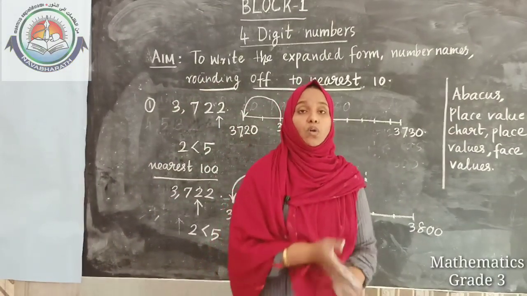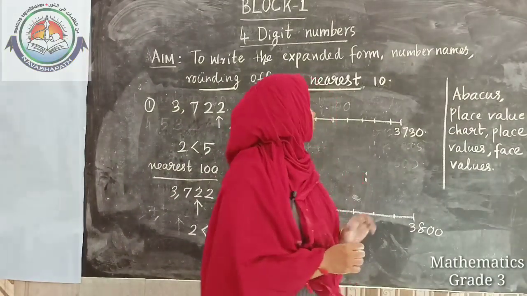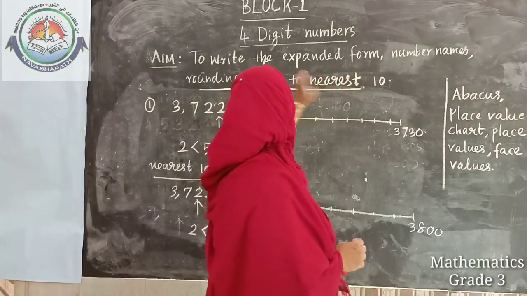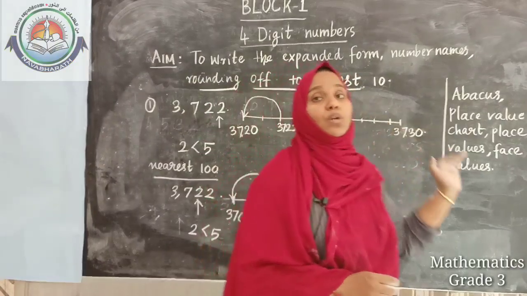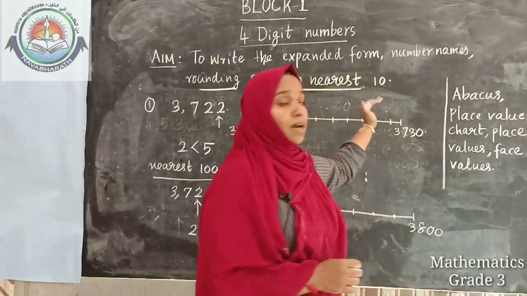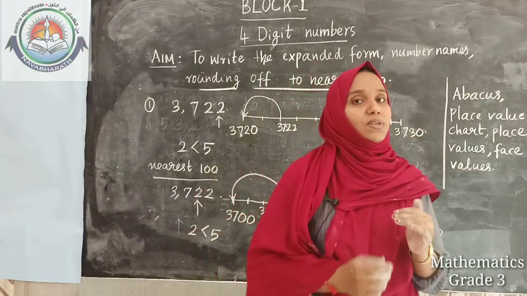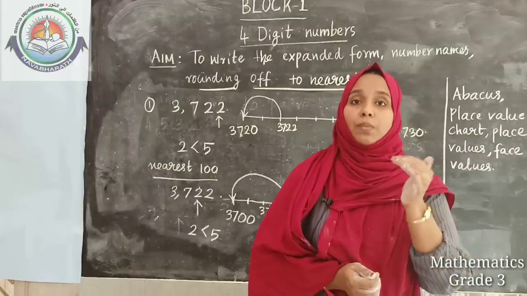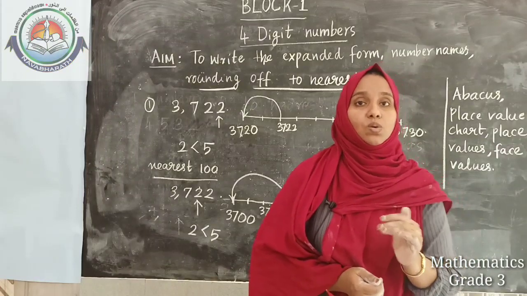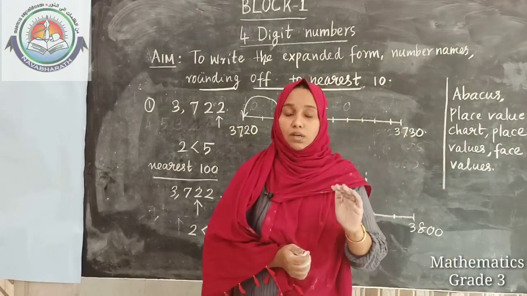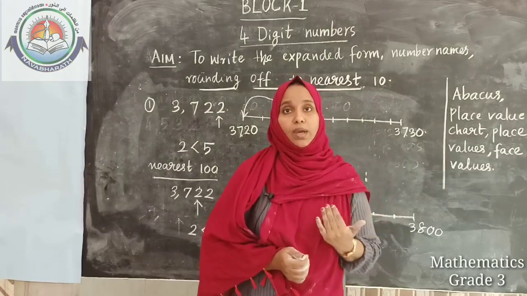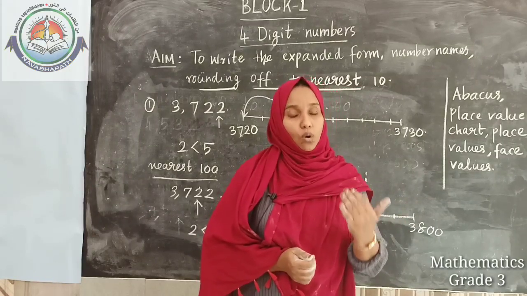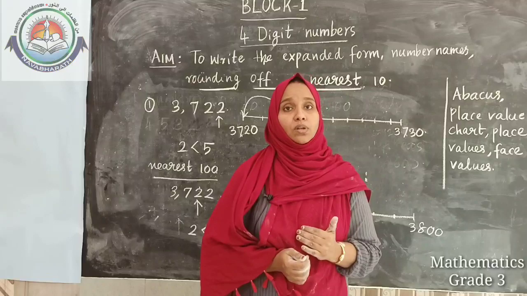I hope all of you understood today's concepts about the expanded form, number names, and rounding off to the nearest 10 and 100. Rounding off is a little bit difficult for you. So you try. I will send you the practice questions and additional practice questions in the WhatsApp group, and you try to do it. Okay, and do all the work regularly in your notebook.